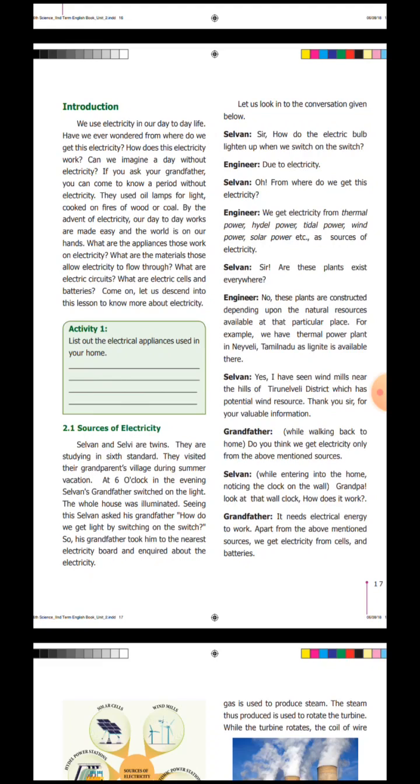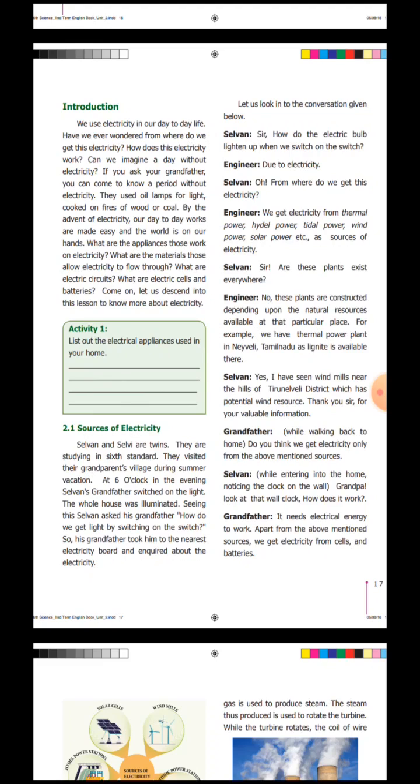Okay, next. What are the appliances that work on electricity? Can you list out the electrical appliances used in your home, children? Yes, we use iron box, electric kettle, light, fan, fridge, AC. All these are some of the electrical appliances that you use in your home. Yes or no, children? Yes. The first thing that we are going to discuss is the sources of electricity.